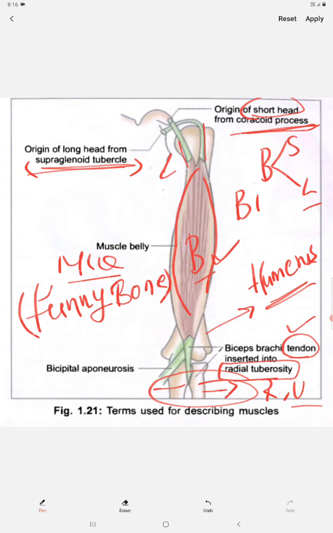Coming to this point, we need to know that the muscle consists of the origin and insertion, and the tendon is also present. The tendon is inserted into the radial tuberosity, and the tendon doesn't take part in the contraction of the muscle, and the belly is the contractile part which takes part in the contraction of the muscle. And here is the bicipital aponeurosis. Aponeurosis means what? Yes, you are correct, that is a flattened tendon. Okay, this is all about the general anatomy. From this point we have completed the general anatomy and we are going to start the gross anatomy. So this is all about part 2.